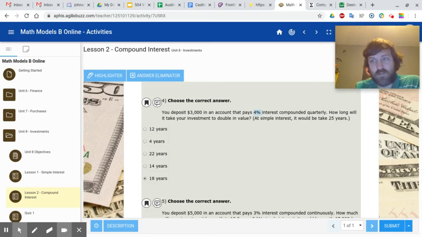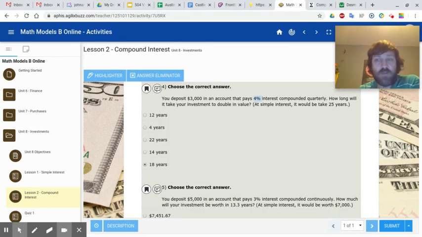Notice in the previous lesson with simple interest, it took 25 years for it to double. So you can see that this is a better way to invest if you can get compound interest, because it was 7 years faster.